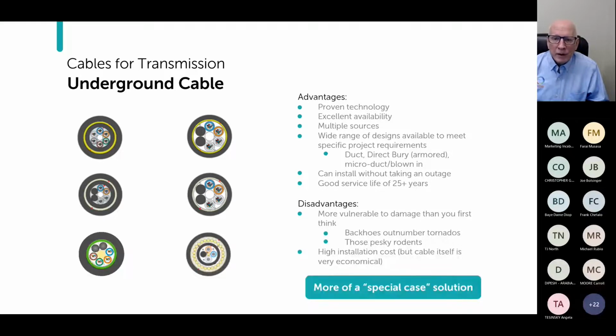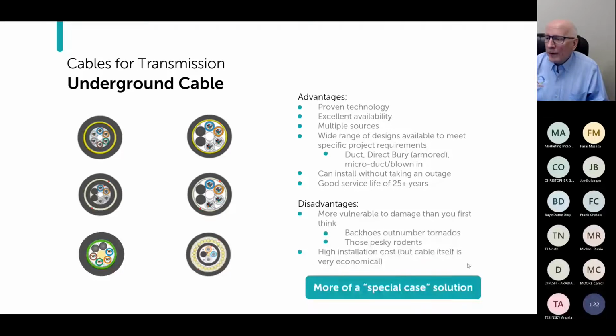Dig-ins are the #1 cause of failures in underground power cable systems, whether it's power cable or fiber optic cable. People just digging and being careless about it causes a lot more damage than it should. And in addition, rodents come back into play again. They get into the enclosures or the vaults that you're using and can damage the cable. So underground cable is not quite as immune from damage as one might first expect or hope for.